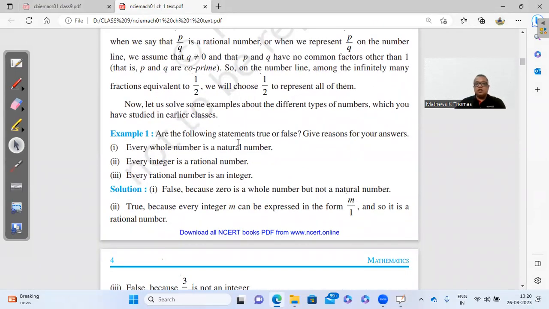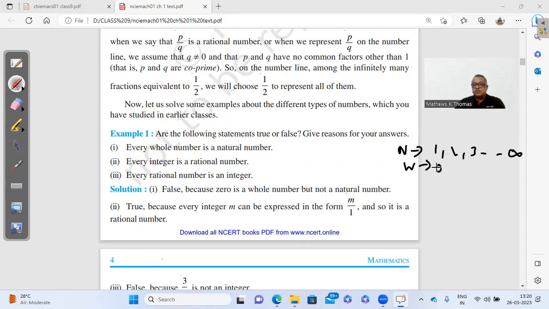Moving further in the chapter, we have some questions here. The first question: are the following statements true or false? Give reason. Every whole number is a natural number. So just now we did, natural numbers start from 1 and go up to infinity. Whole numbers start from 0 and go up to infinity. And third, rational numbers are numbers in the form of P by Q, where Q is not equal to 0. So now let me go to the first part.